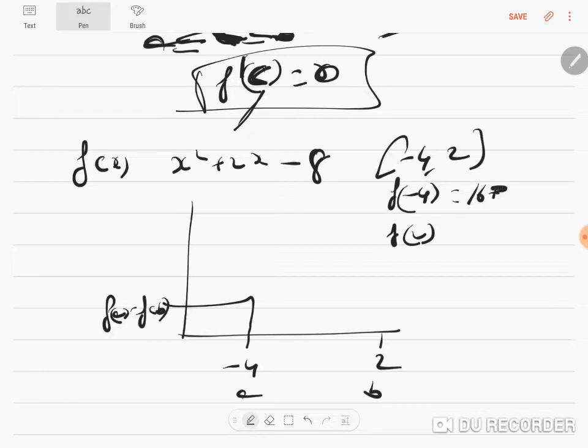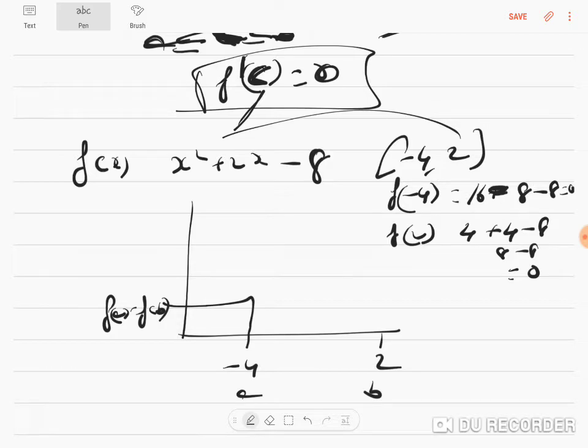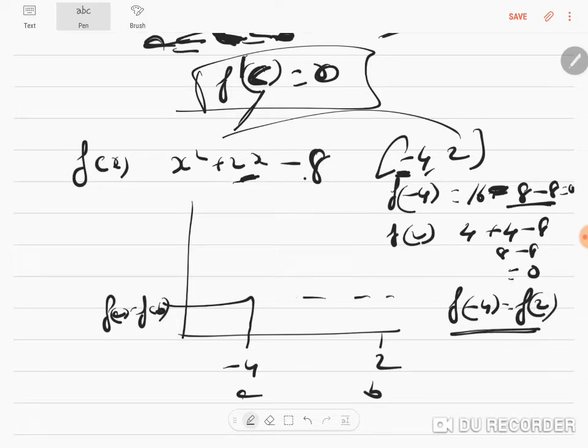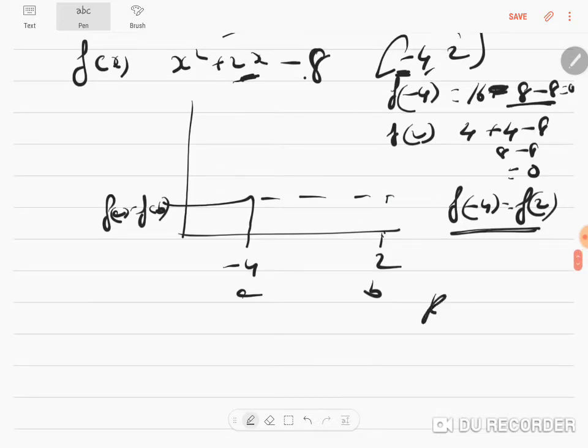F of minus 4 is 16 minus 8, minus 8. F of 2, put in, is 4 plus 4 minus 8, which is 8 minus 8, also 0. X square plus 2x minus 8: when you substitute minus 4, 4 4s are 16, minus 4 twos is minus 8, minus 8, so 0. So both f of minus 4 and f of 2 became the same. Therefore you can verify Rolle's theorem, correct?